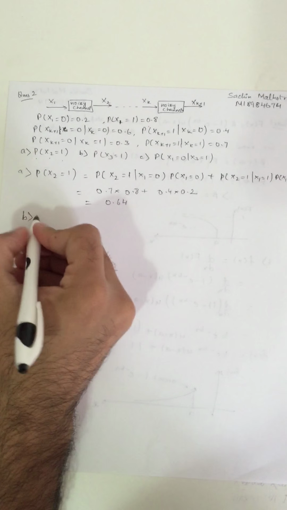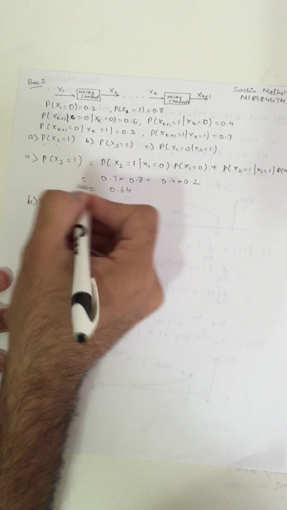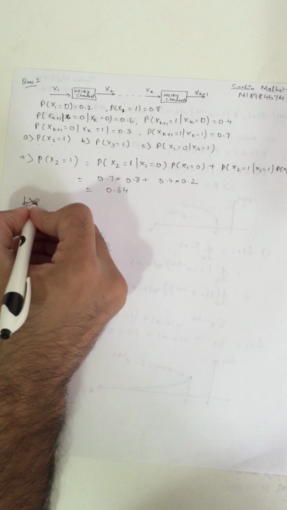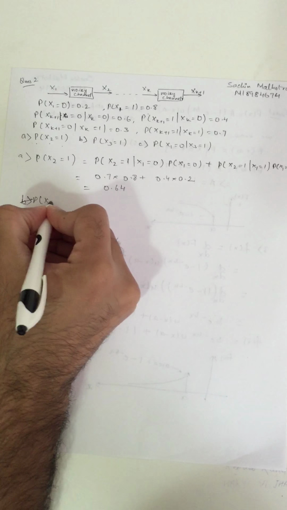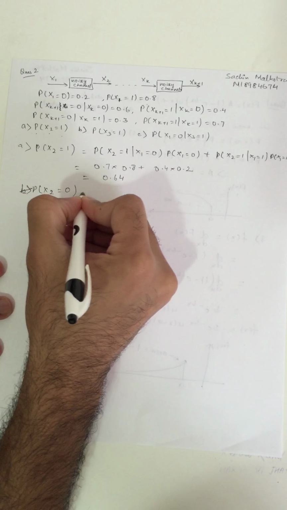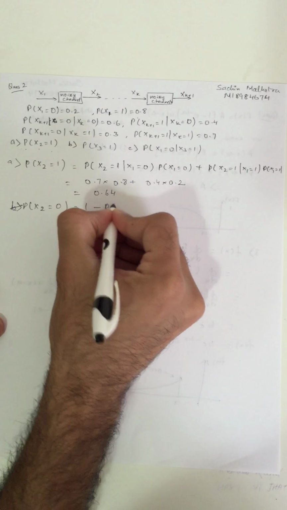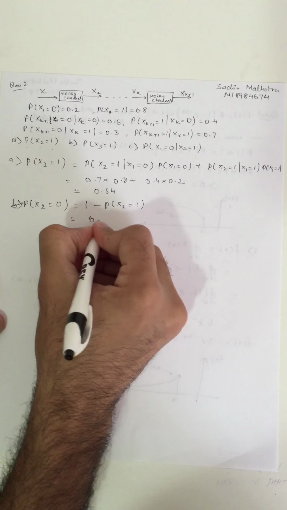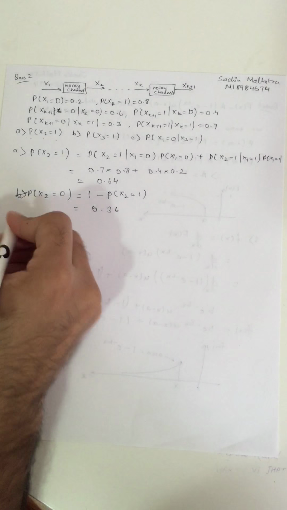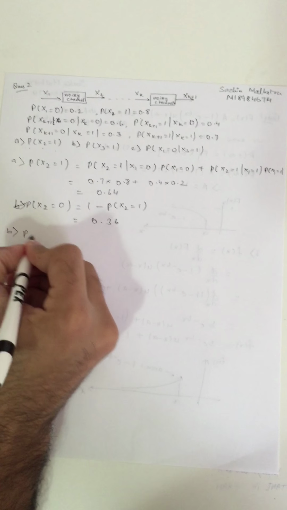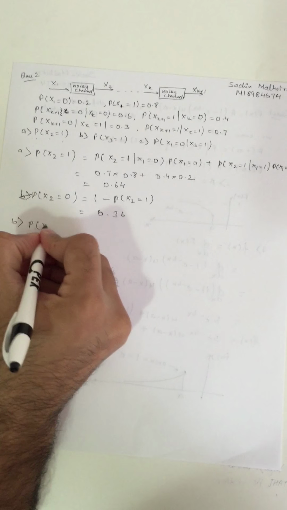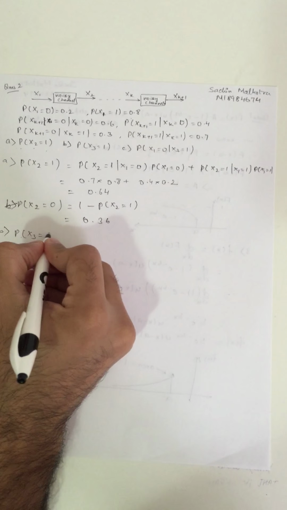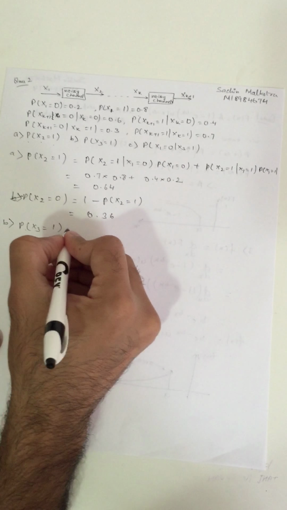Now for the second part, we can also find one more thing from this. We can find the value of P of X2 equal to 0, which is equal to 1 minus P of X2 equal to 1. So the value becomes 0.36. Now the second part asks us to find the value of P of X3 equal to 1.